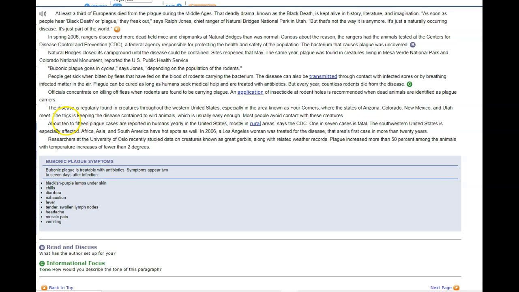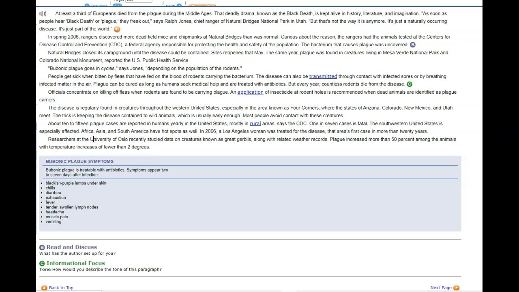About 10 to 15 plague cases are reported in humans yearly in the United States, mostly in rural areas, says the CDC. 1 in 7 cases is fatal. The southwestern United States is especially affected. Africa, Asia, and South America have hotspots as well. In 2006, a Los Angeles woman was treated for the disease, the area's first case in more than 20 years.